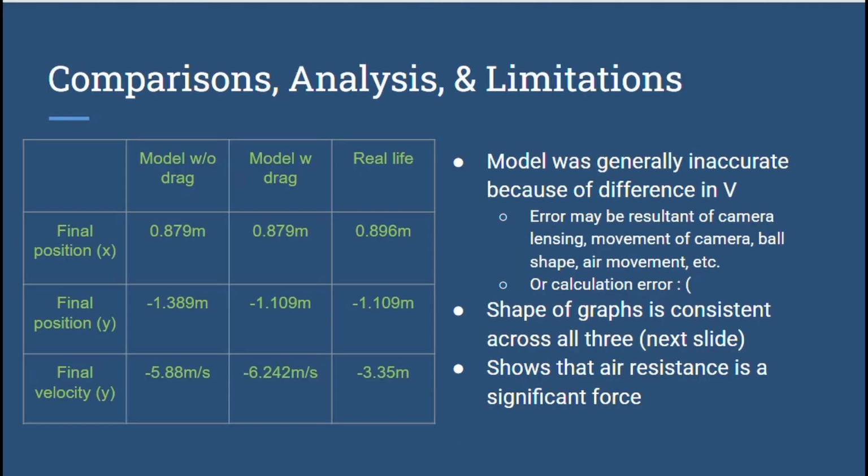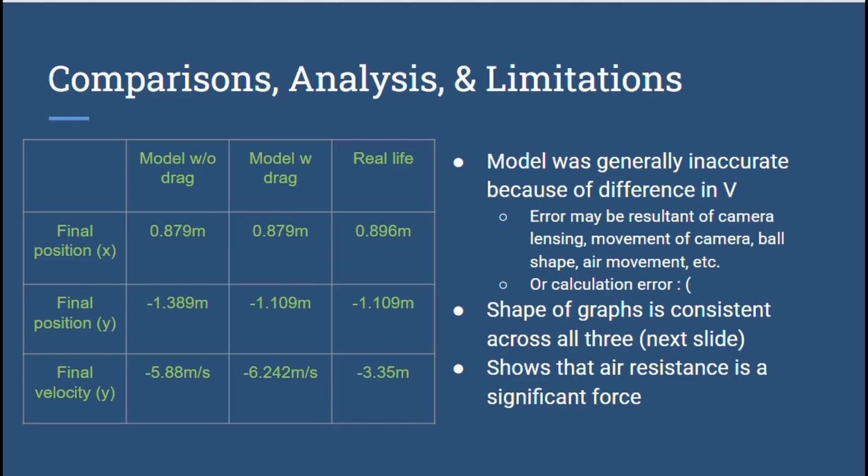Here are some comparisons, analysis, and limitations. You can see that for my model without drag, the final position in the x direction is very consistent across all three, which is very good because the velocity is constant. So I hope that's true. It's pretty close, at least. The final position also looks pretty good between the model with drag and real life, because I modeled the drag around real life. But the model without drag is very different, which shows the air resistance is a significant force.